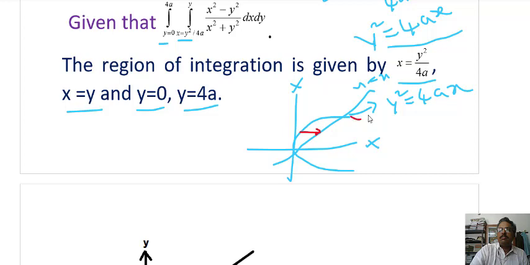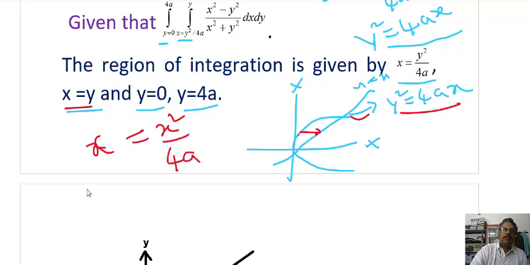The lower curve is the parabola, and the other is y equals to x or x equals to y. So first, the limits along the x-axis: one curve is y square equals to 4ax and another curve is y equals to x, that is x equals to y square by 4a to y. Now the points of intersection of y equals to x and the parabola. If you put y equals to x here, x equals to x square by 4a.